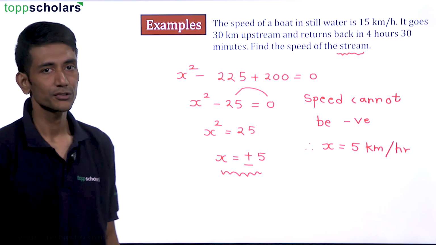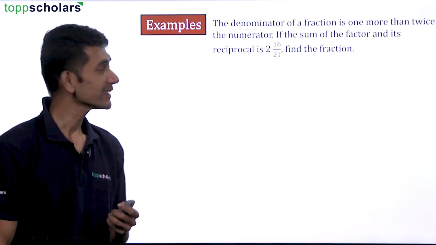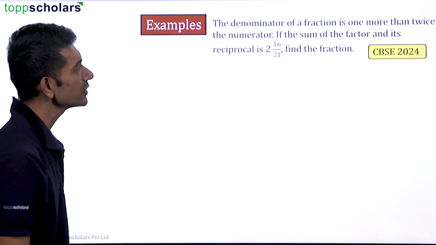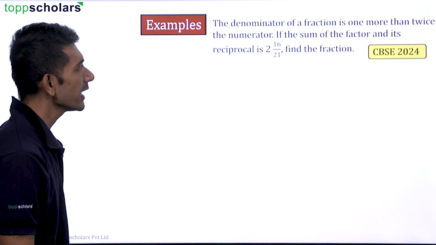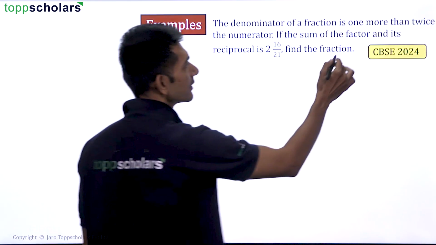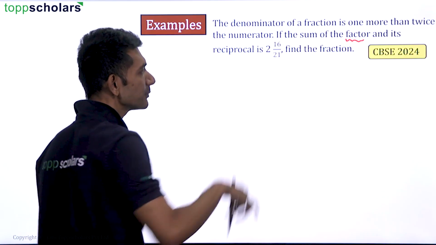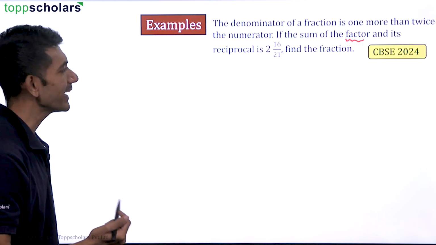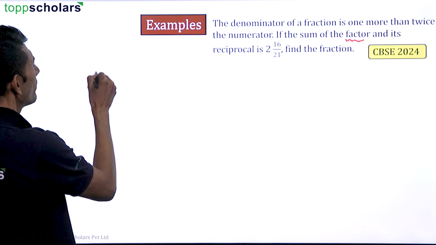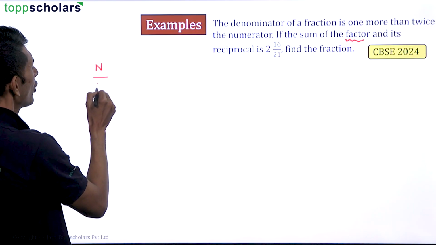I hope you have understood this question. So the new question says, denominator of a fraction is 1 more than twice the numerator. If the sum of the fraction, this is not factor, this is fraction, and its reciprocal is 216 by 21. Find the fraction. Okay, they're talking about the numerator and the denominator.